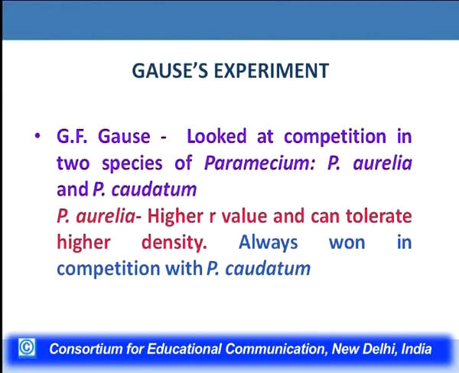So what did he find out? He found out that when they are growing alone, they follow a specific pattern of growth. But when they are growing together, it was seen that Paramecium aurelia outcompetes Paramecium cordatum because it has a higher intrinsic growth rate value and it can tolerate higher density better as compared to Paramecium cordatum.